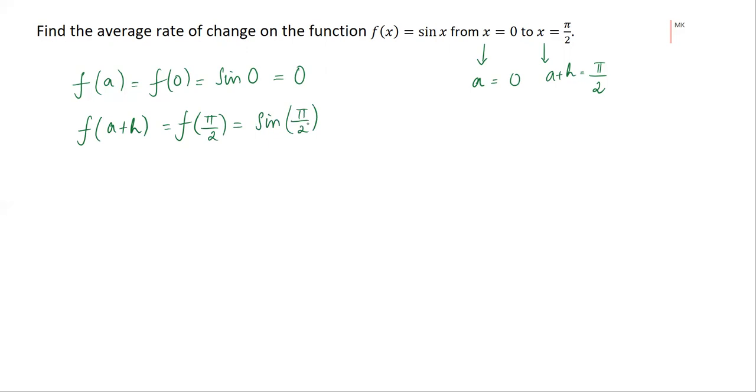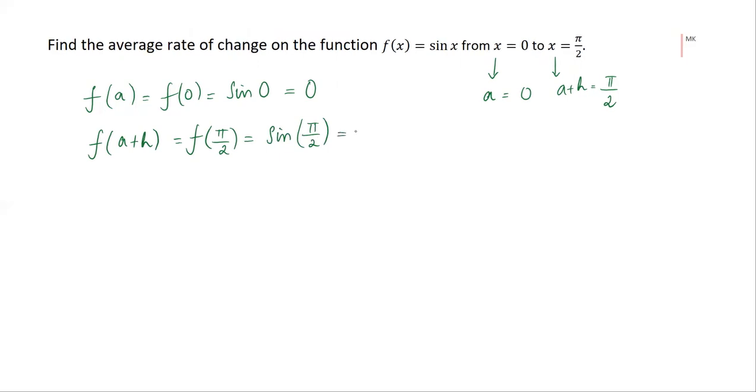Again, if you look at the unit circle, pi over 2 is your 90-degree mark, and that gives us a 1. Okay. Your h is a plus h minus a, which is pi over 2 minus 0, which is pi over 2.